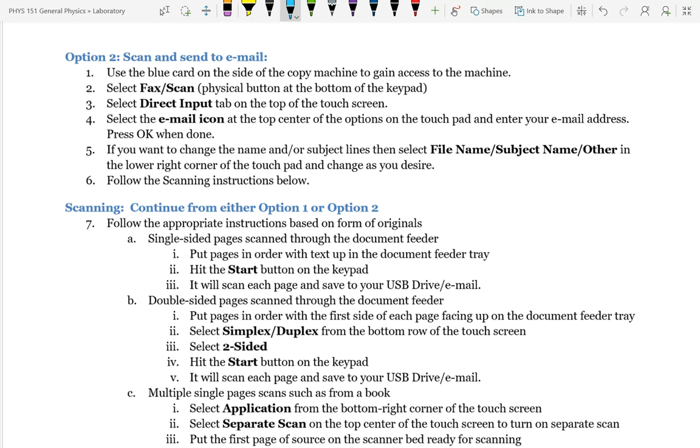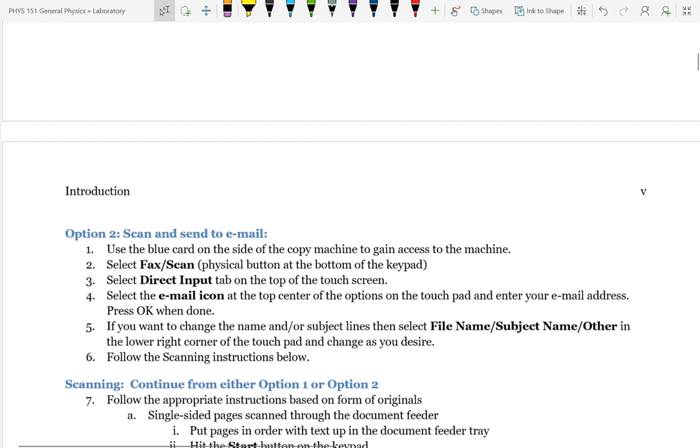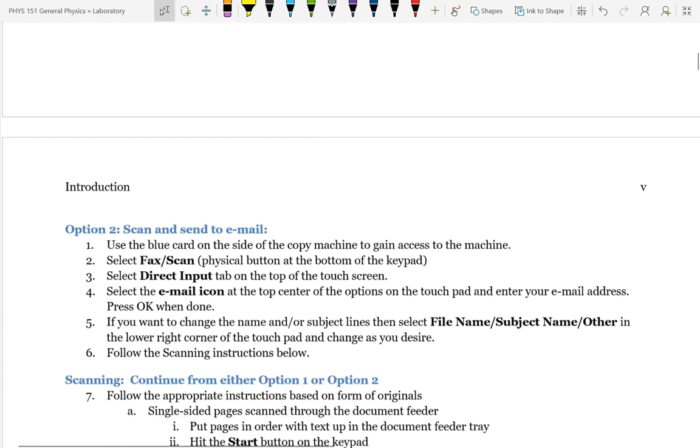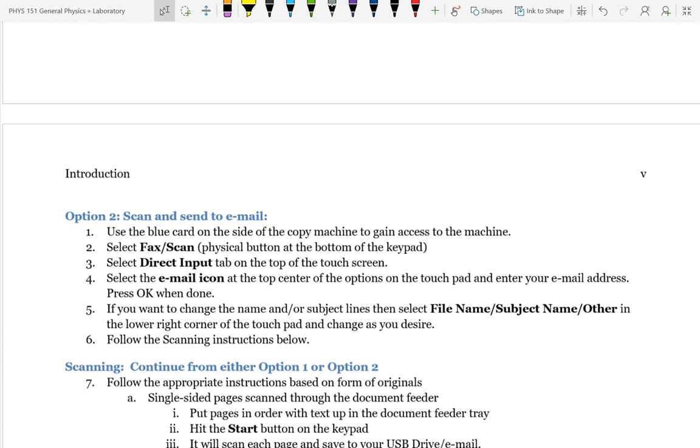And that will log you in so you can scan. And then you could either scan to a USB drive or you can email it to yourself. So that's a choice. Either one works.